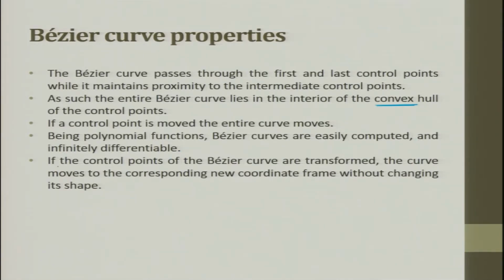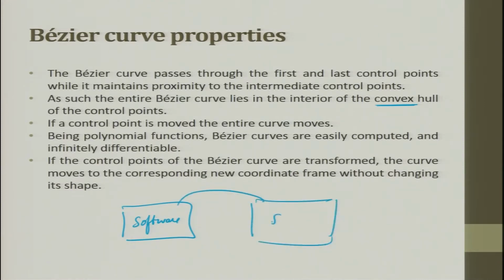If the control points of the Bézier curve are transformed, the curve moves to the corresponding new coordinate frame without changing its shape. So, this gives you the freedom of transferring it from one software to the other without any difficulty. You have a user coordinate system and a world coordinate system. From the world you go to a user coordinate system, from user you go to another user coordinate system. The object you have created will be shifted without any deformation or change.